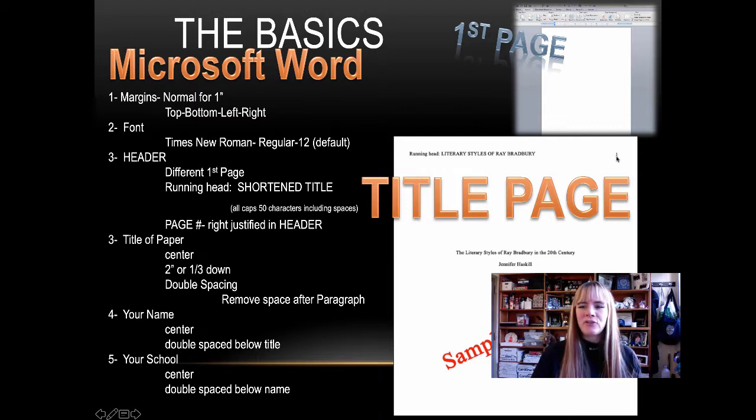And then on the title page, right justified, you have the page number. And then this middle area right here, which is 2 inches down or a third down on your paper, is double spaced and can be a little bit different depending on the professor. For this class, you're going to have your complete title, your first and last name, and then the university, Southern Oregon University.